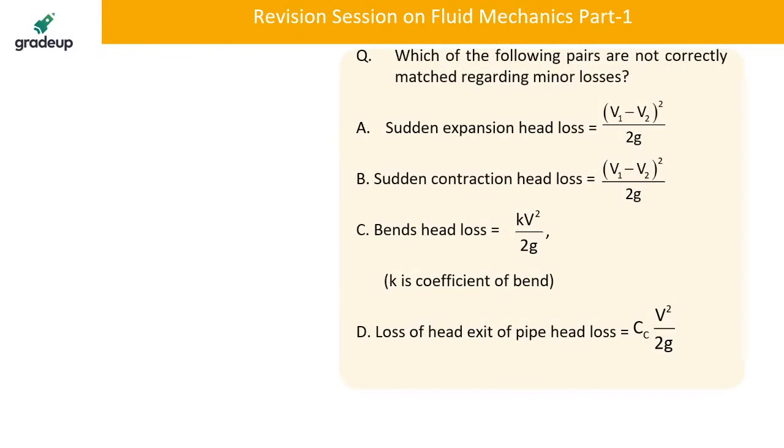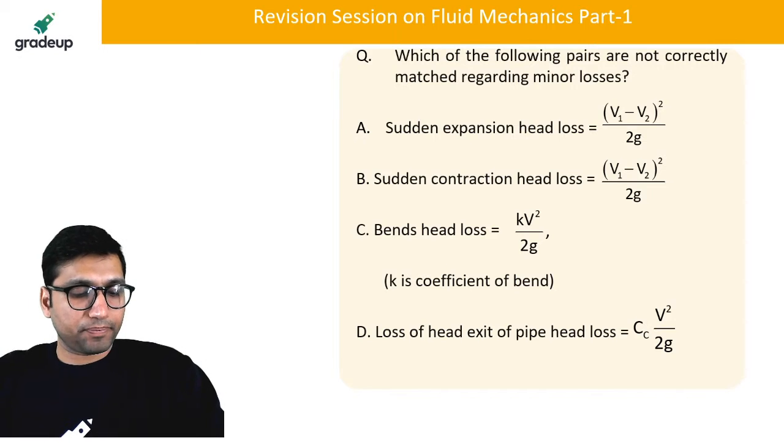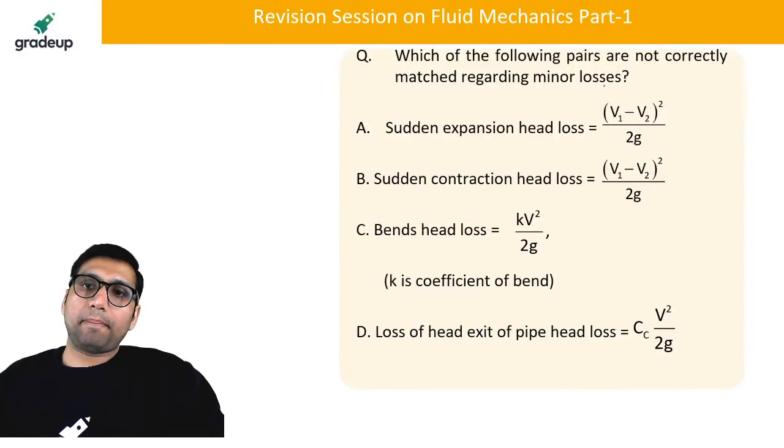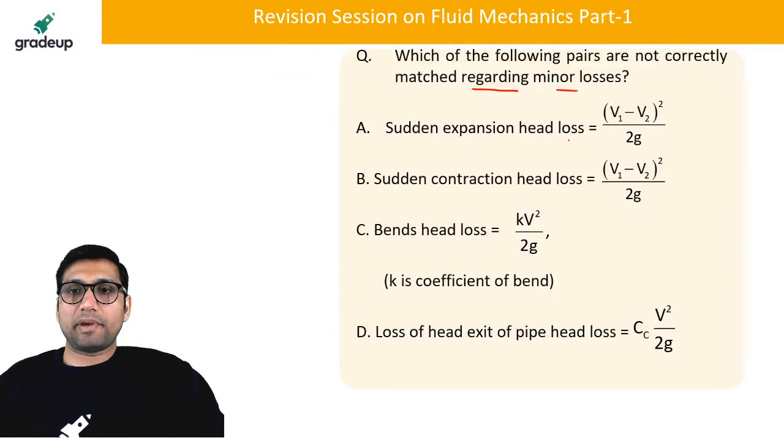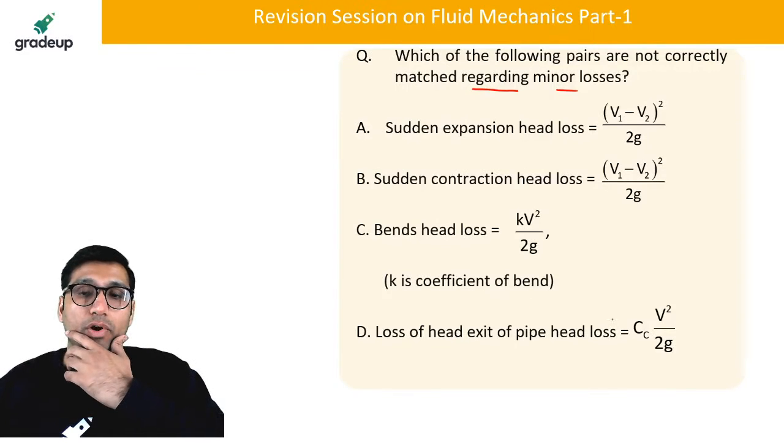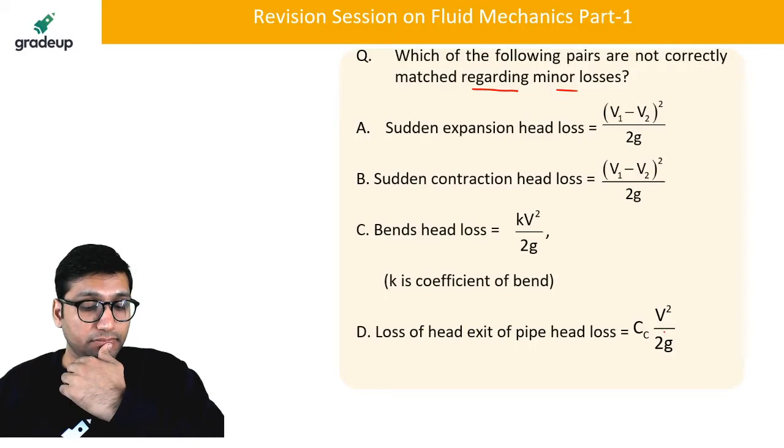Okay, next question. Quickly answer the question. Which of the following pairs are not correctly matched regarding the minor losses? Sudden expansion loss is equal to V1 minus V2 whole square by 2g. Sudden contraction loss is equal to this, bend loss is this, and loss of head at exit of the pipe is equal to coefficient of contraction into V square by 2g.